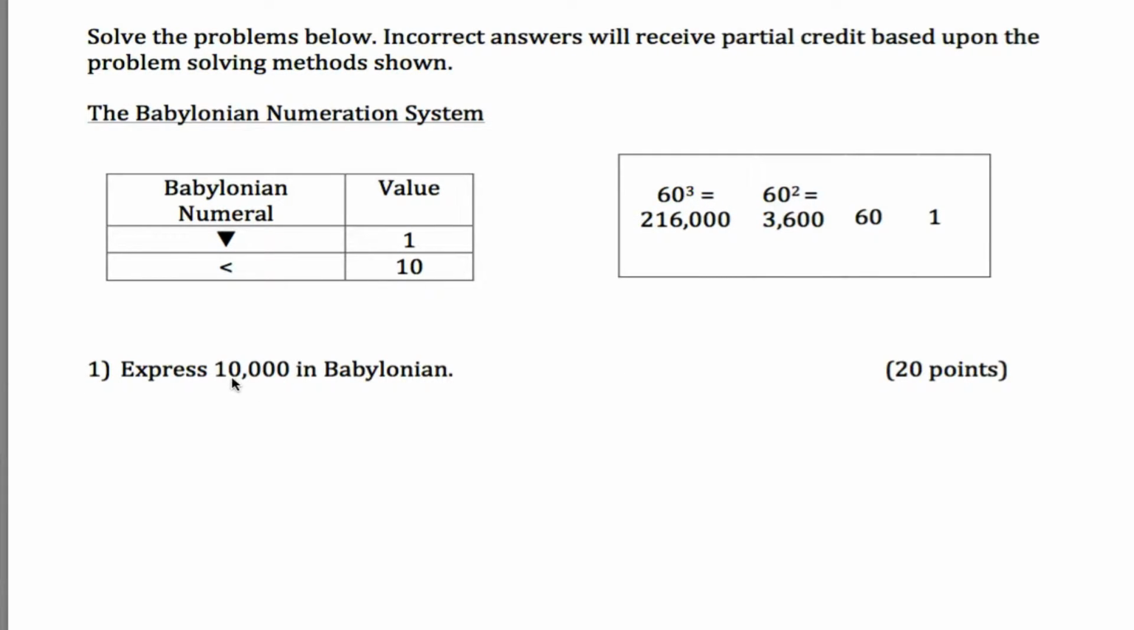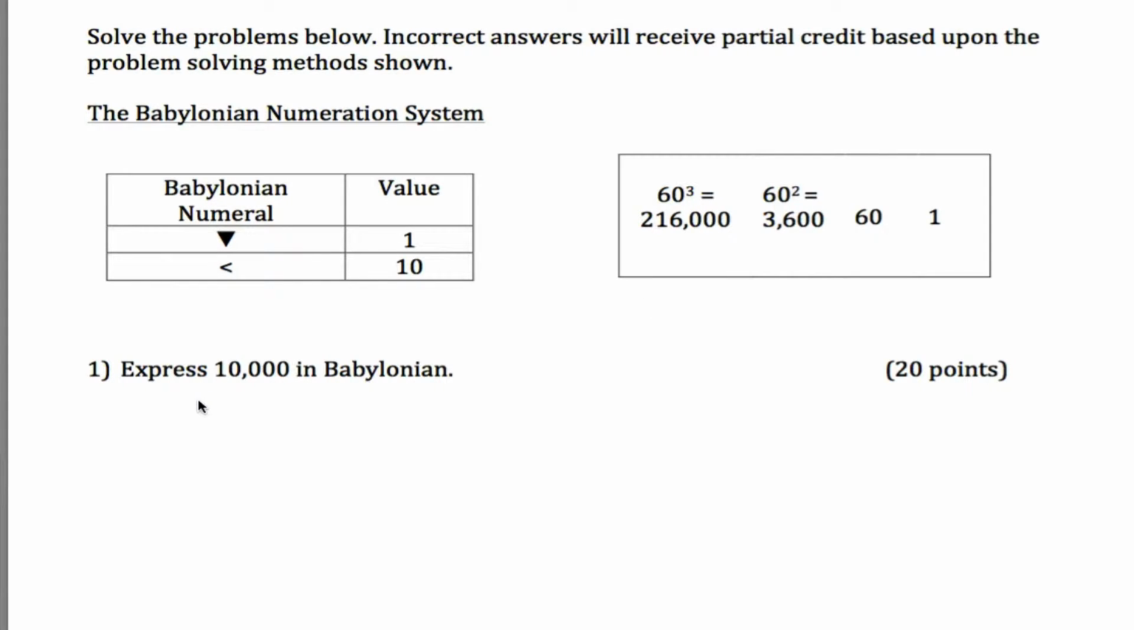So if you're trying to express 10,000, you're like, well, 10,000 is less than this number here, so I don't need anything in this place. But in this place, I am going to need something. How many 3600s do you want? Well, 3 3600s would be too many. That'd be more than 10,000. You can check that with a calculator or something. So you want 2 of these instead.